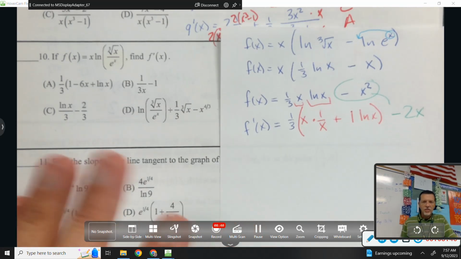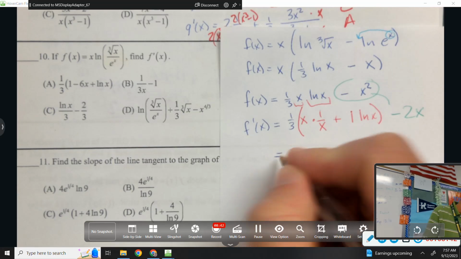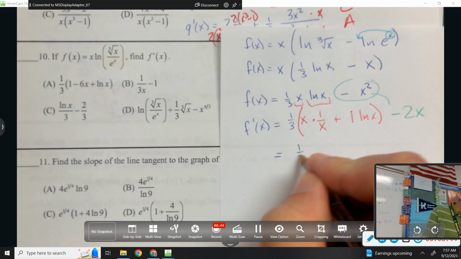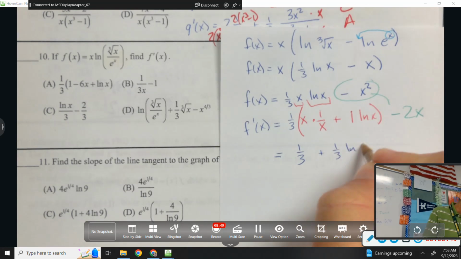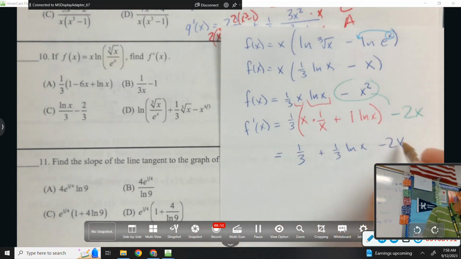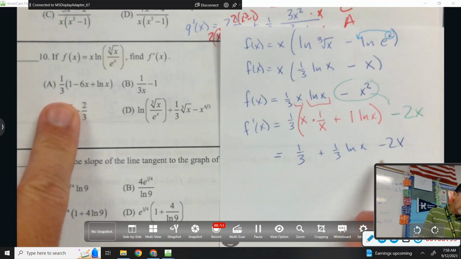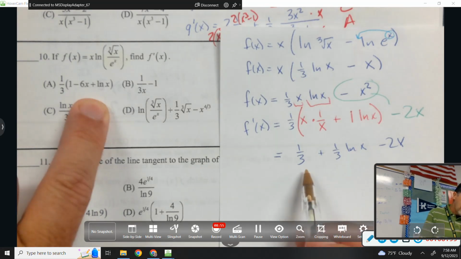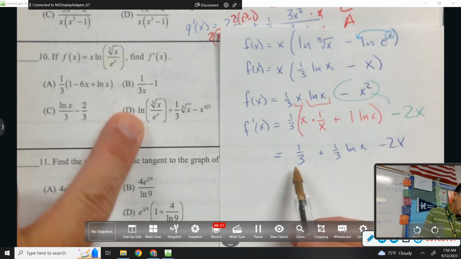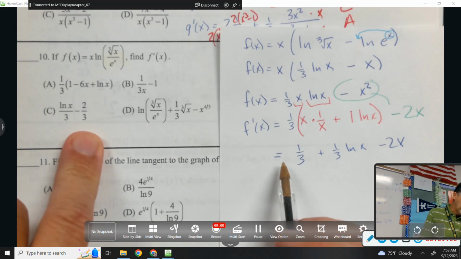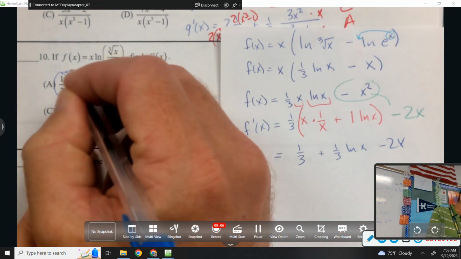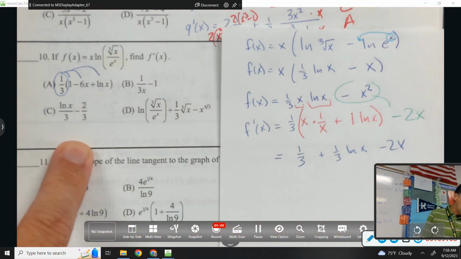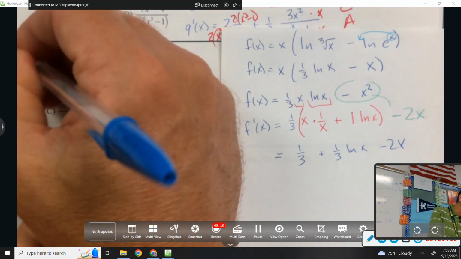All right, none of my answers look like that, but the x's cancel, so that's 1/3 plus 1/3 natural log x minus 2x. Does anything look like that? Let's see. Nothing looks exactly like that. But if I distributed this 1/3 on this first answer choice, then I think that's what I would get.